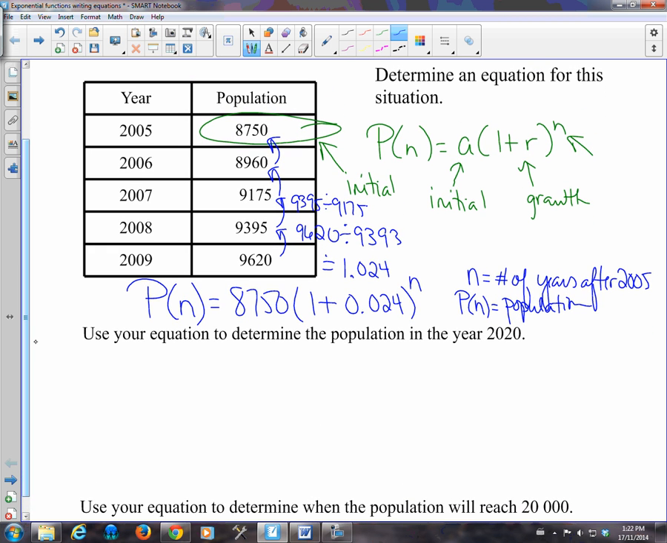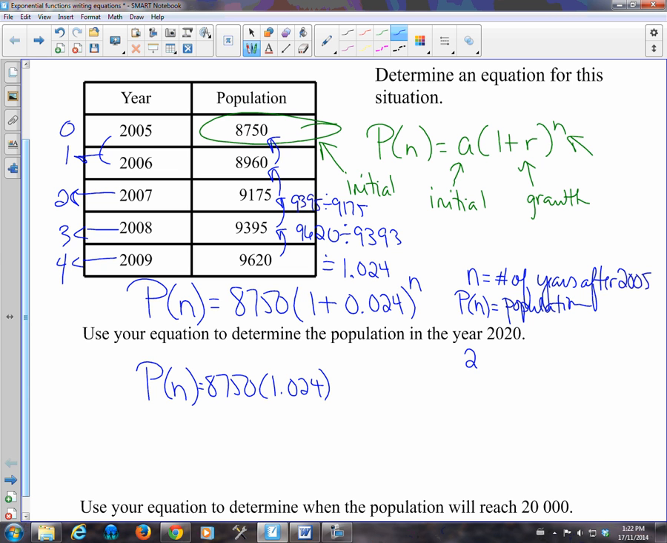Use your equation to determine the population in the year 2020. That means I would be finding my population, 8,750 times 1.024. Just be careful with your exponent. The year started in 2005, and we're treating our equation like this is 1, that was 0, this is 1, this is 2, this is 3, this is 4 years after 2005. So 2020 would be 15 years after 2005. So my exponent would be 15, not 2020. So watch that sometimes. And then all you need is your calculator.